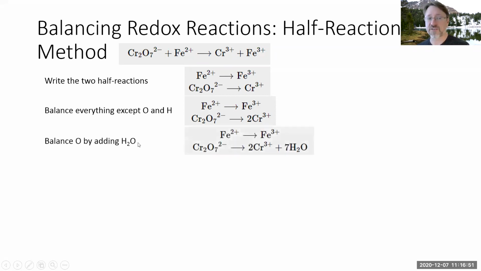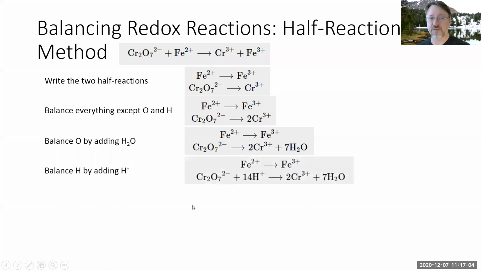Next, we balance the oxygens by adding water. So we now have water happening here, 7 of them, in order to account for the 7 oxygens that we have on this side. Then we balance the hydrogens by putting H pluses. So in this case, we had 14 hydrogens on the right. We need 14 hydrogens on the left, so put in H pluses.